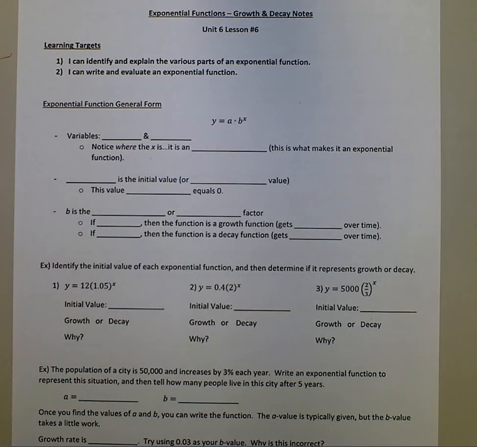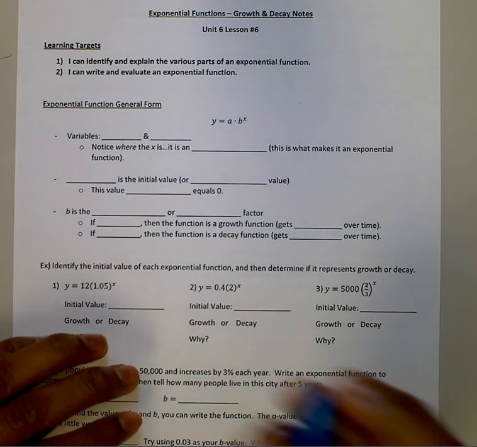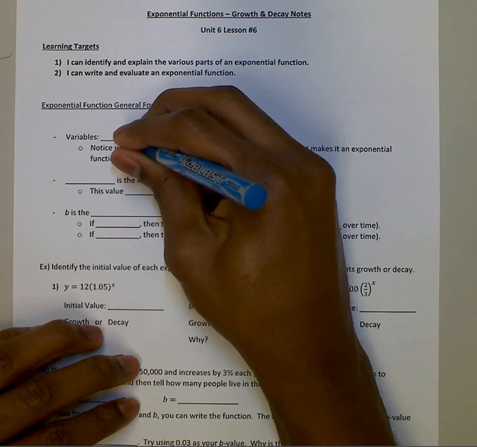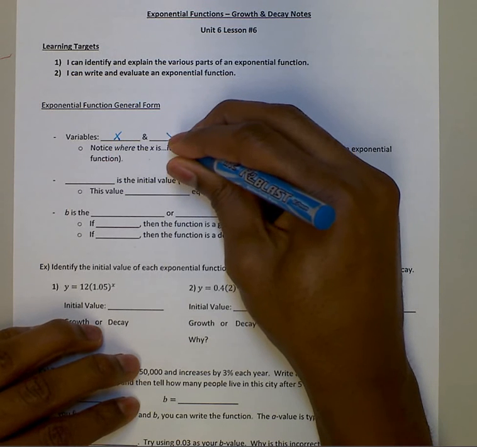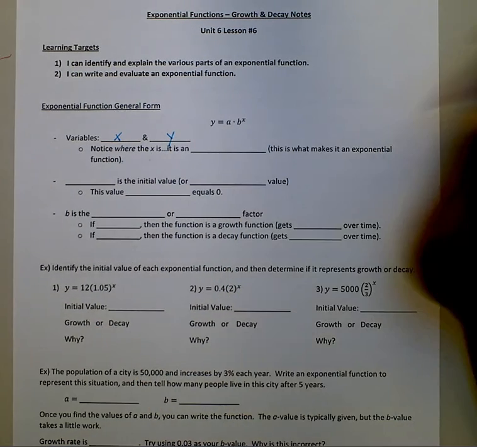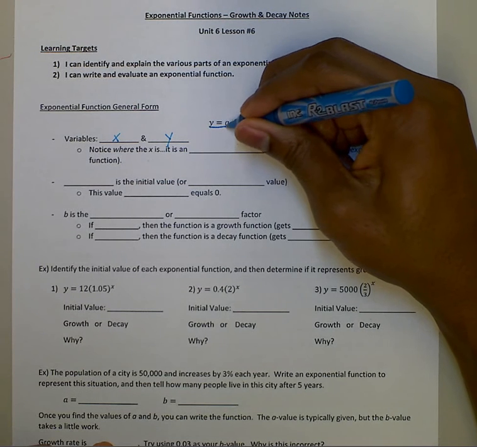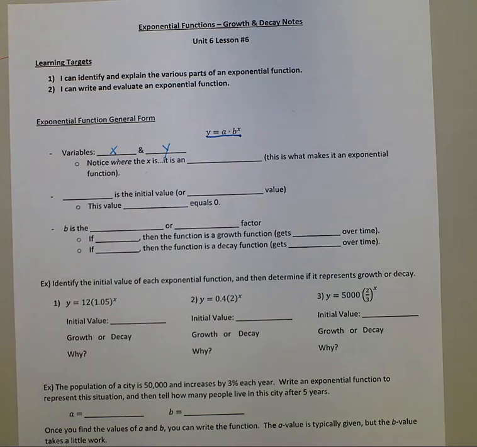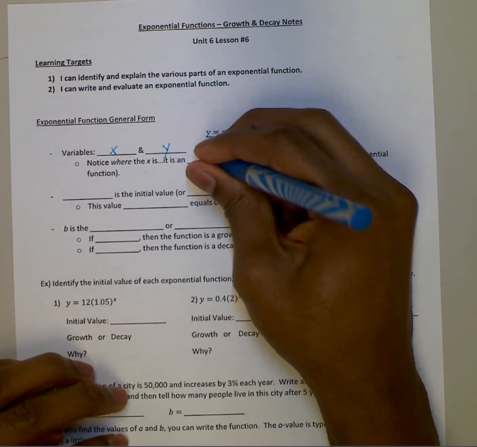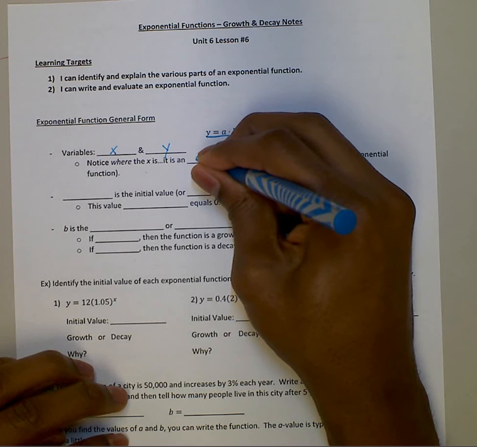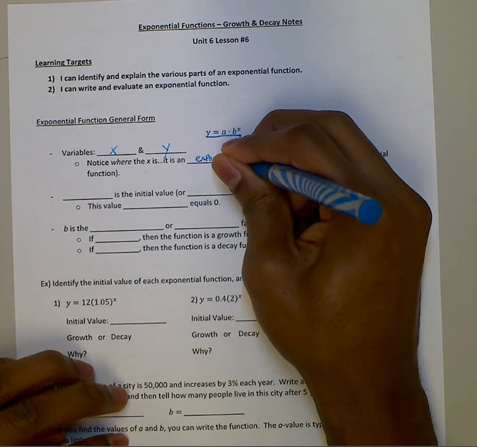Okay. So we should start off by looking at the general form of an exponential function. The variables that we're dealing with, same as usual, x and y. Notice them in their function. This is our exponential function here: y equals a times b to the x. Then notice where x is. It's an exponent, and that's what makes this an exponential function.